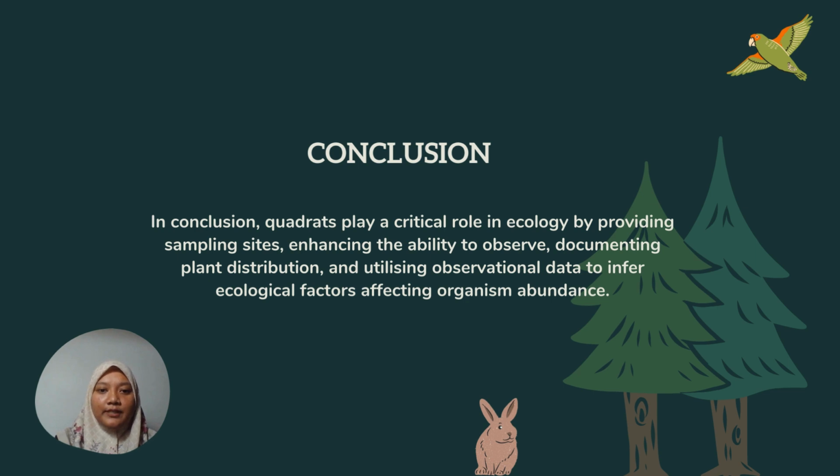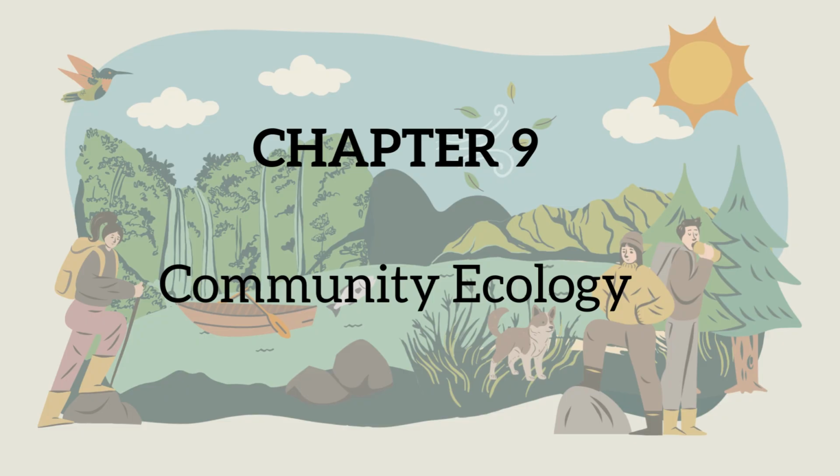So, in conclusion, quadrats play a critical role in ecology by providing sampling sites, enhancing the ability to observe, documenting plant distribution, and utilizing observational data to infer ecological factors affecting organism abundance.